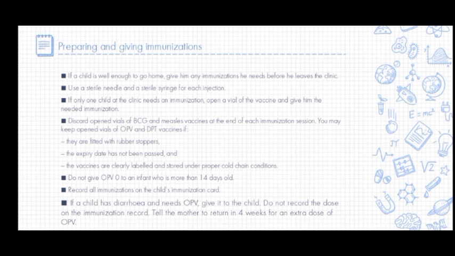You will record the date you give each dose. Also, keep a record of the child's immunizations in the immunization register or the child's chart, depending on what you use at your clinic. Lastly, if a child has diarrhea and needs OPV, give it to the child. Do not record the dose on the immunization record. Tell the mother to return in 4 weeks for an extra dose of OPV. When the child returns for the repeat dose, consider it to be the one that was due at the time of the diarrhea. Record the date when the repeat dose is given on the immunization card and in your clinic immunization register.